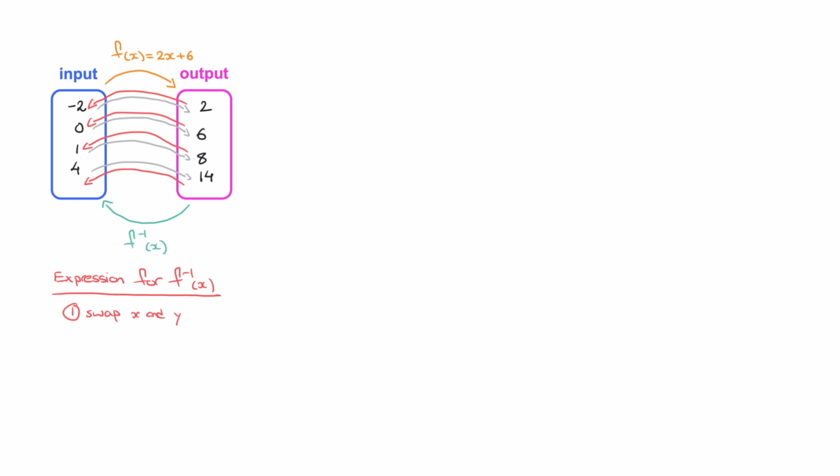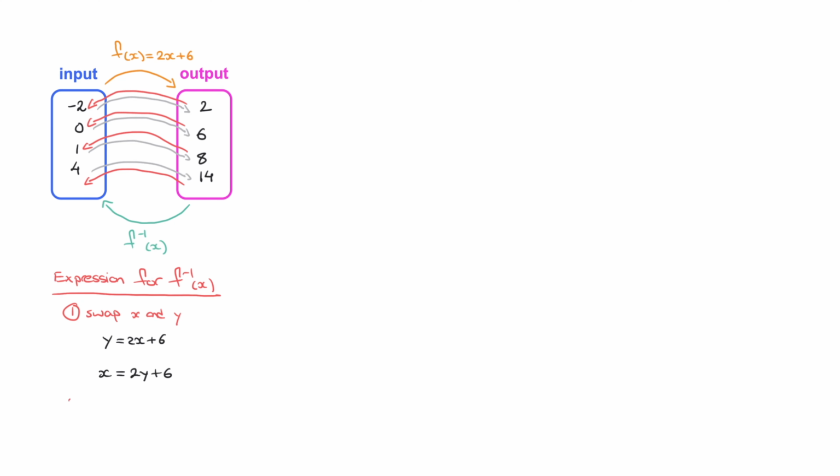Now here's what I mean. Copying this function f of x equals 2x plus 6, but instead of f of x we'll write y, this function would look like this. Y equals 2x plus 6. And so all this first step is telling us to do is to copy this again, but we'll replace the y by x and the x by y, which would look like this. X equals 2y plus 6. And that's the first step done.